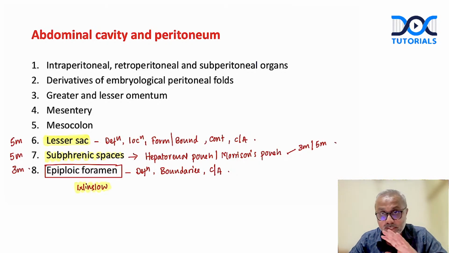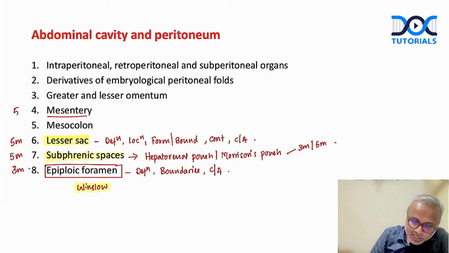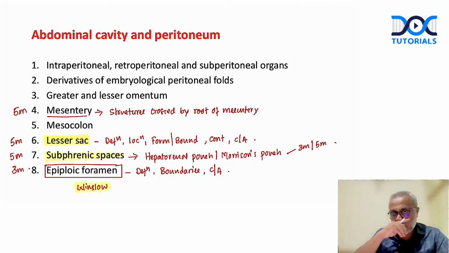Okay, that will really help. Then apart from this, the other questions we often see is a question on the mesentery, which is a 5-marker. And in the mesentery, the structures crossed by the root of the mesentery. Okay, now this is a very important question. What are the structures crossed by the root of the mesentery?